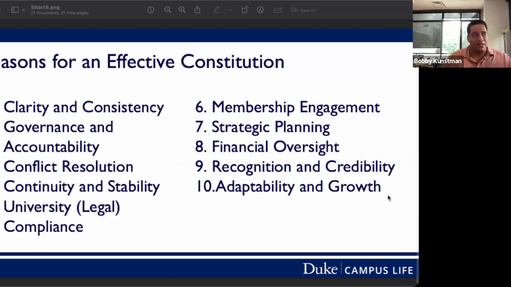So when we think about the 10 areas, the 10 opportunities to really build your constitution, really reflect on clarity and consistency, governance and accountability, conflict resolution, continuity and stability, the university legal compliance, membership engagement, strategic planning, financial oversight, and then the recognition and credibility and adaptability and growth.